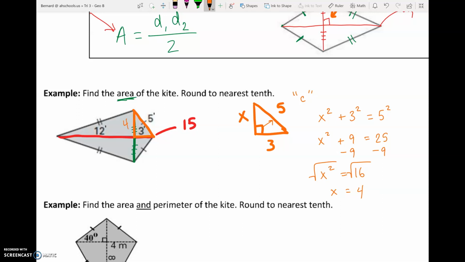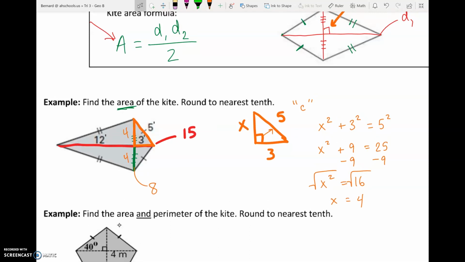Now, I only worked with this triangle here, right? And so 4 is only part of that diagonal. The other side is 4, which means that whole diagonal is 8. We need full diagonals, but now we have the full diagonal. The orange and green one is 8. The red one is 15. And so now our area is simply 8 times 15 divided by 2. And when we type that into our calculator, we are going to get 60 feet squared. And that is our area.